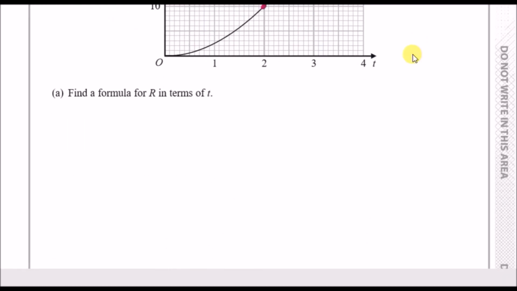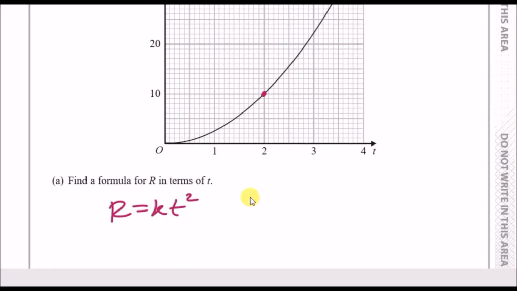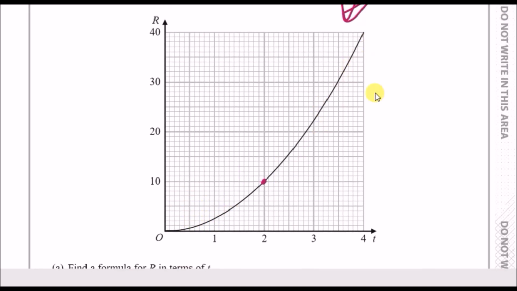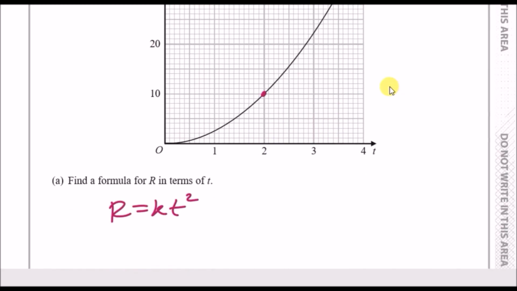So when it says find the formula for R in terms of T, you got it right here. However, we need to actually figure out what the value K is. And to do that, we just need to pick any coordinate from this curve. You can of course pick the easy one, (2, 10) or (4, 40), because they're perfect values. I wouldn't recommend picking any other random value you can't see. So let's go with (2, 10), yeah?